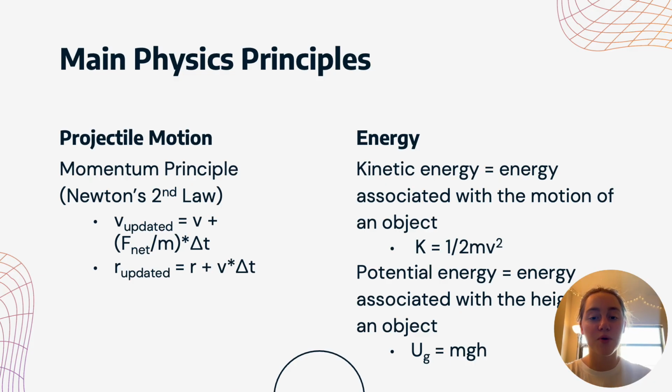motion. The momentum principle, or Newton's second law, was used to update both velocity and position with those formulas. Kinetic energy is the energy associated with the motion of an object, with the formula listed, and potential energy is the energy associated with the height of an object.